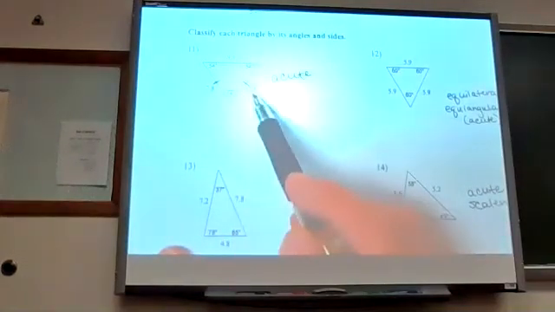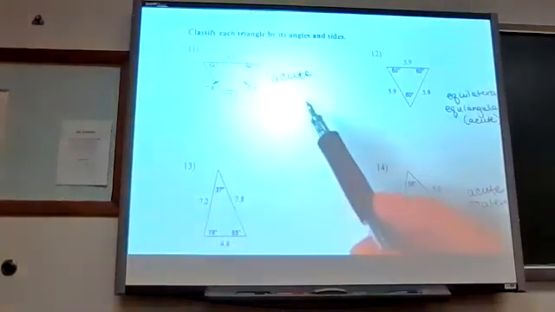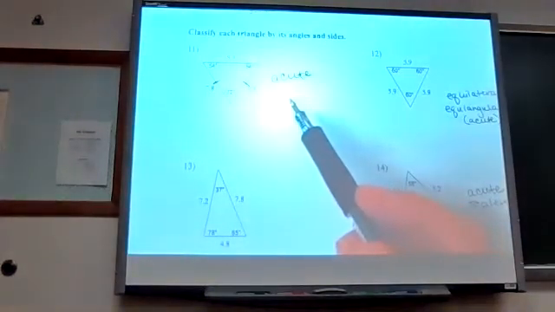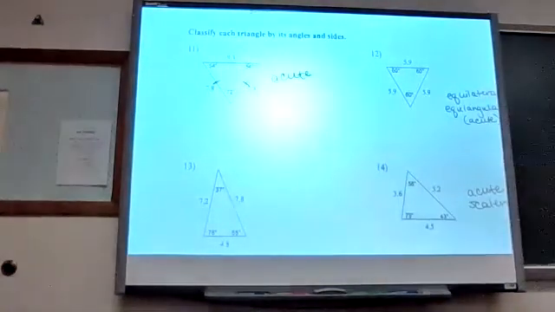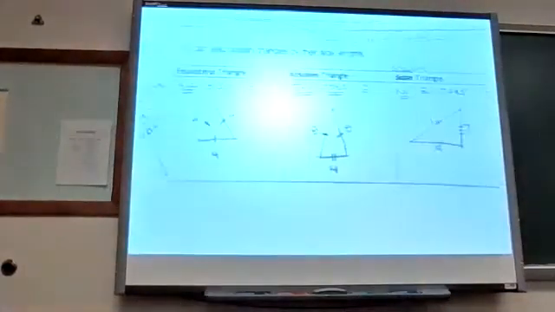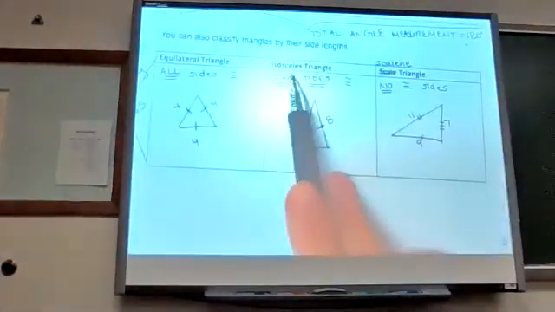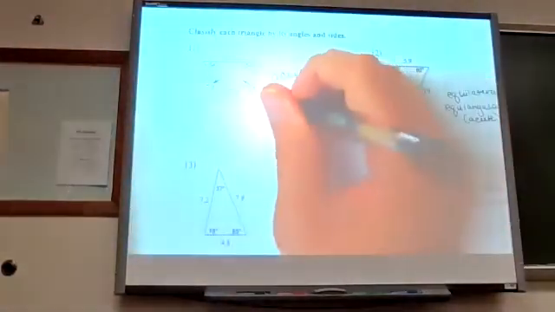If I have 2 the same, what is that called? What type of triangle? Equilateral, isosceles, or scalene? Two sides the same. Isosceles. Okay, so we call this an acute isosceles triangle.